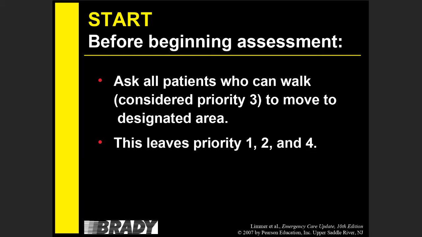They will be rescreened as the subsequent units come on scene. But for right now, get them out of your way. Those are your green tags, your lowest priority. That leaves you priority 1, 2, and 4. So you already got that out of your way.